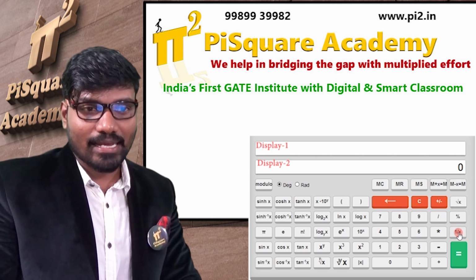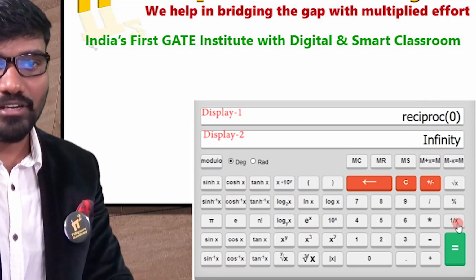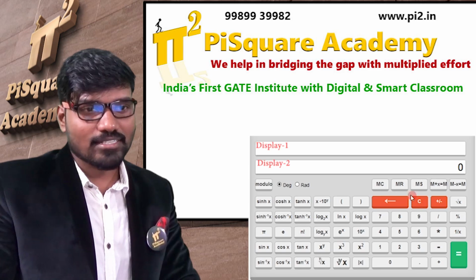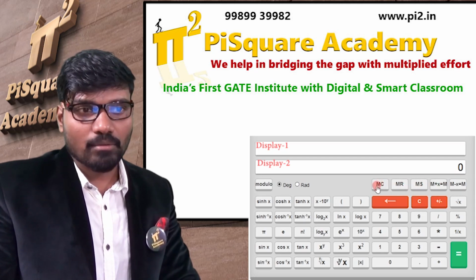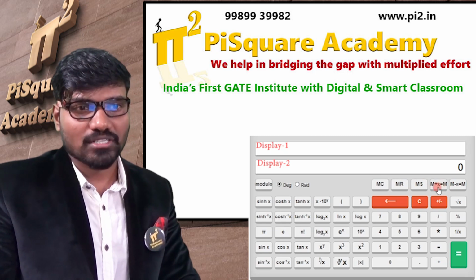If I hit this x, whatever value was there in the display will be taken as the value of x, and it will perform this operation directly on that value. Let's see now these 5 buttons. We have 5 buttons here. This is memory clear, memory recall, memory store, and this is an operation. I think you can see this.